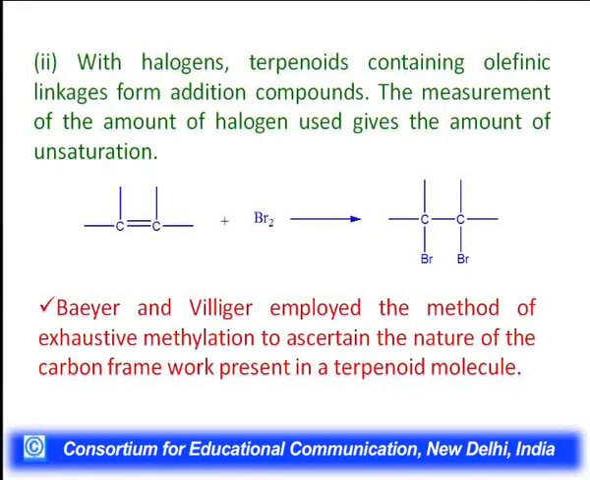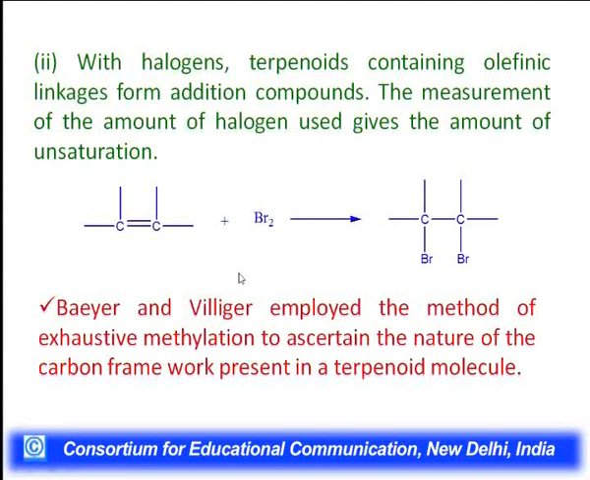With halogens, these terpenoids containing the olefinic linkage again form addition compounds. The measurement of the amount of halogen used gives the amount of unsaturation. For example, if we do the bromination on any terpenoid which contains the olefinic double bond, then it will give the dihalo derivative of that terpenoid if it contains one double bond.